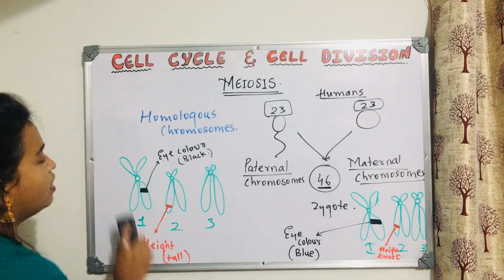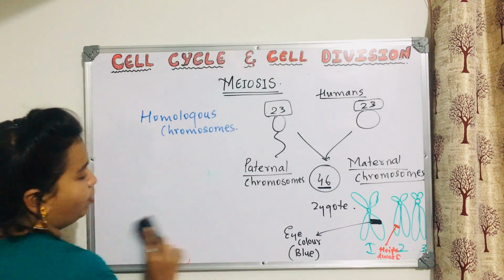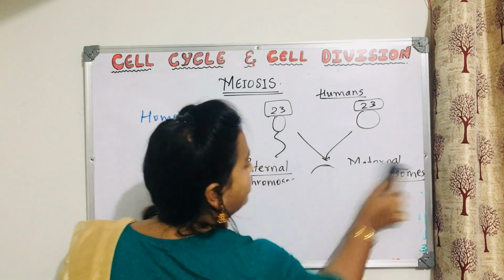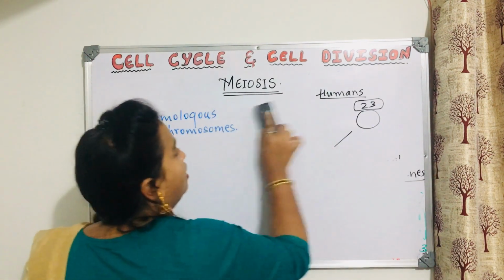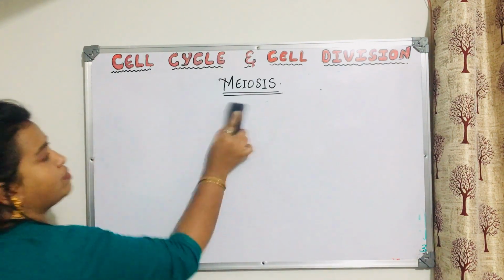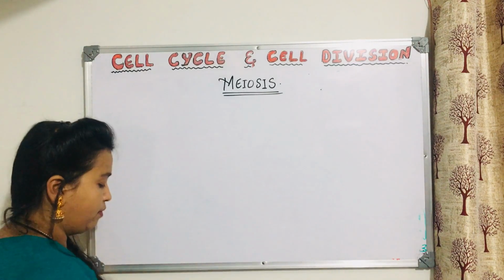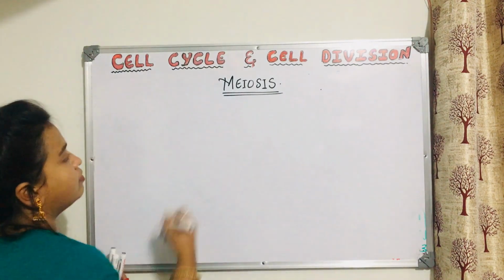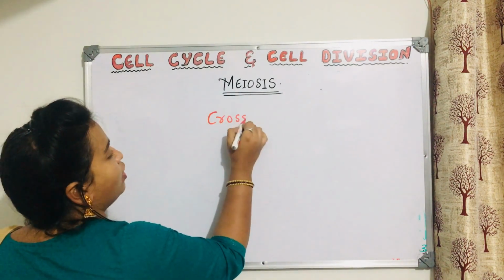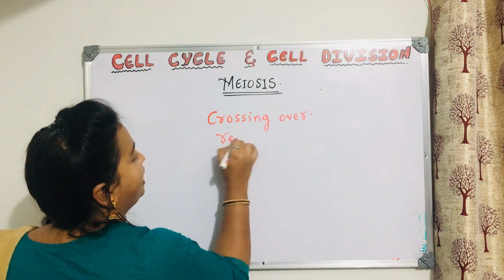Okay. So this is about homologous chromosomes. Now let us talk about one more concept which we will be discussing in meiosis. So we have done homologous chromosomes. Now we will discuss something called crossing over. Crossing over is also called recombination of genes.